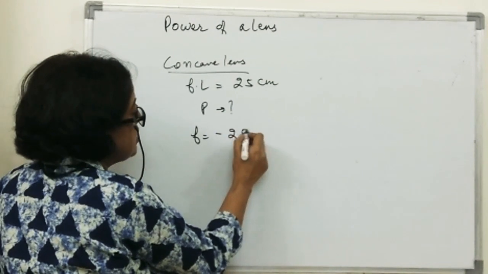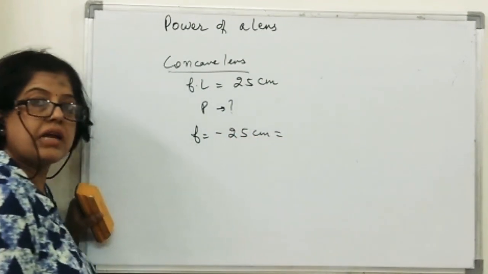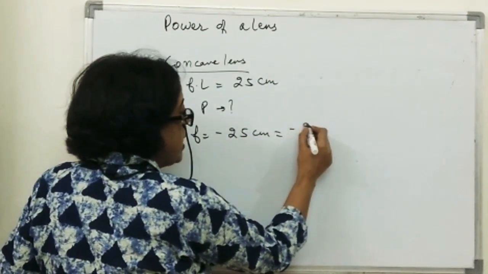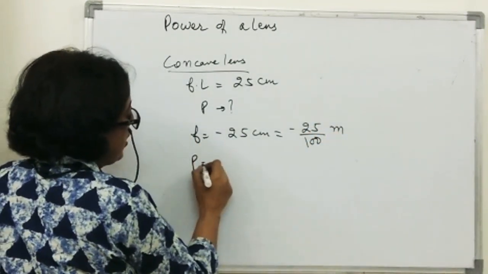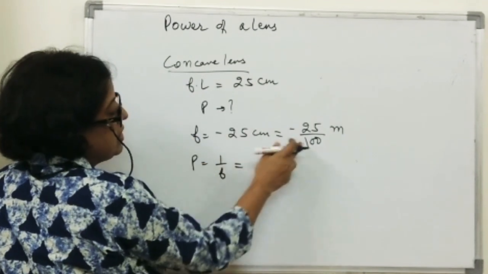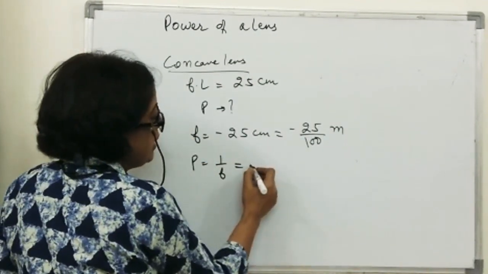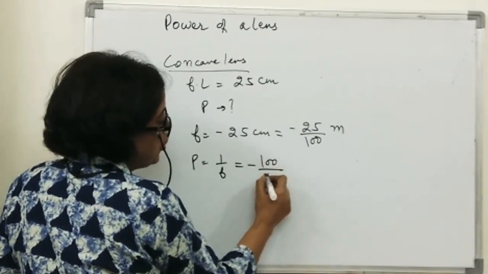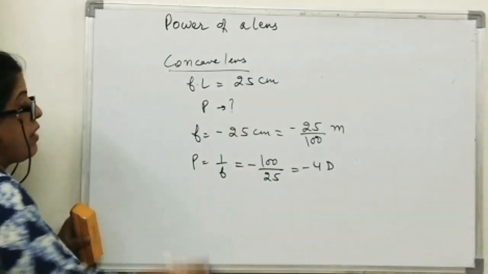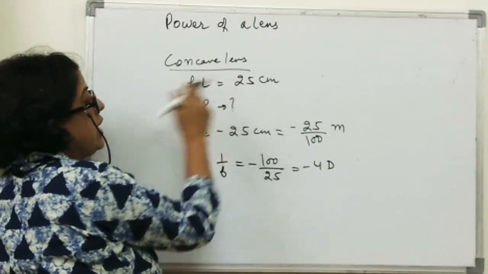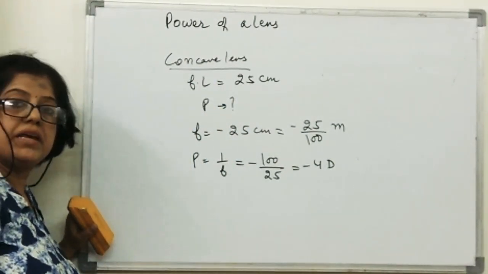minus 25 centimeter. And to find power, we have to convert it to meters, that is minus 25 by 100 meter, and power is 1 upon F. That means reciprocal of this, that will be minus 100 upon 25, which is minus 4 diopter. So the power of a concave lens with focal length 25 centimeter will be minus 4 diopter.